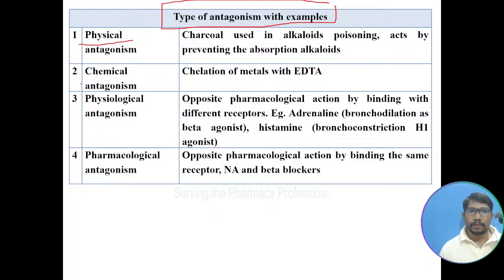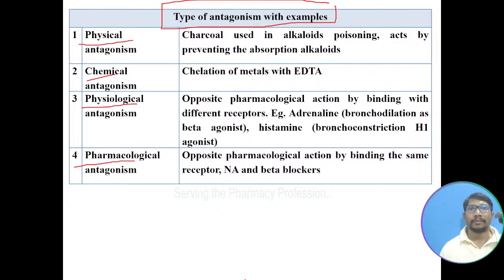फिजिकल एंटागोनिज्म, केमिकल एंटागोनिज्म, देन फिजियोलॉजिकल एंटागोनिज्म, एंड फोर्थ वन इज अ फार्माकोलॉजिकल एंटागोनिज्म. ये 4 टाइप के एंटागोनिज्म होते हैं. एक होता है फिजिकल एंटागोनिज्म, एक होता है केमिकल एंटागोनिज्म, एक होता है फिजियोलॉजिकल एंटागोनिज्म, एक होता है फार्माकोलॉजिकल एंटागोनिज्म.